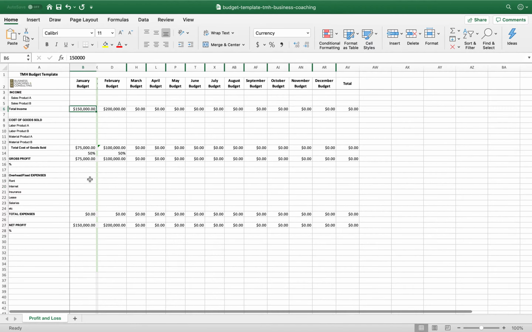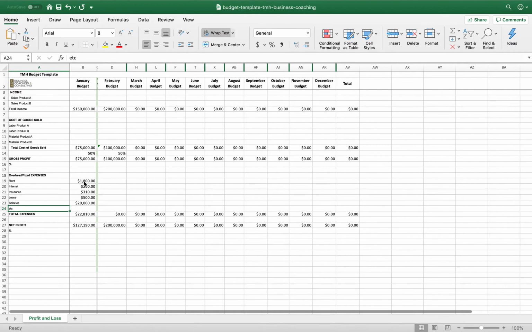So we've set our income goal for January. We know that our total cost of goods are going to be about 50% of that. So we'll have $75,000 left for gross profit. Now we have to budget for our overhead expenses. So how much is your rent? You know that. Let's say it's $1,800. How much is your internet? Let's say it's $200. Insurance, $310. Lease, $500. Salaries, $20,000.